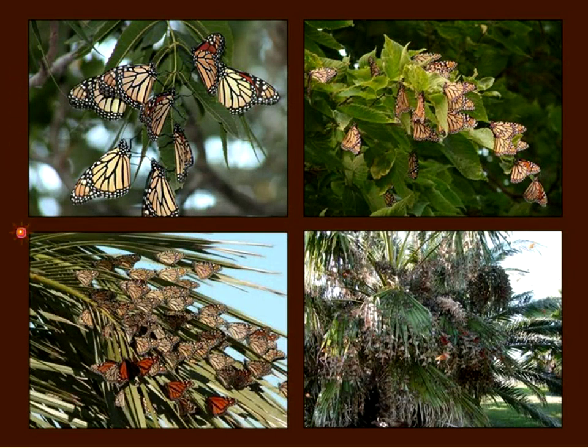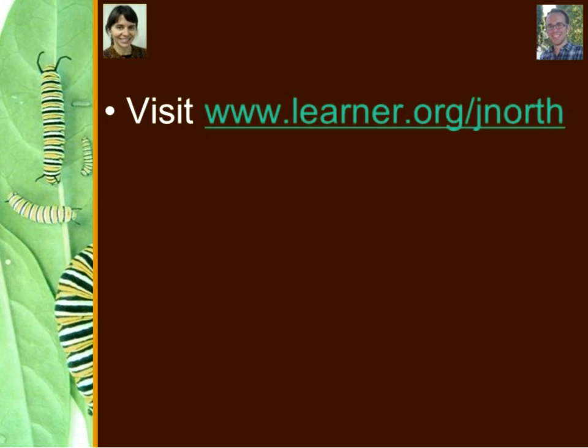And these are just some examples of monarchs in different roosting situations. The trees that they roost in Mexico in the overwintering sites are one type of tree. I'm not a tree person, but I can tell you that these are not all the same tree. That looks like a palm tree of some sort. So they aren't nearly as picky about where they roost when they're on their way to Mexico.